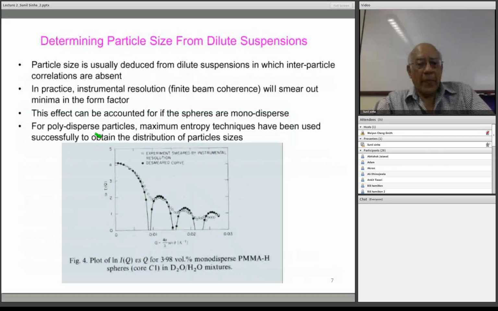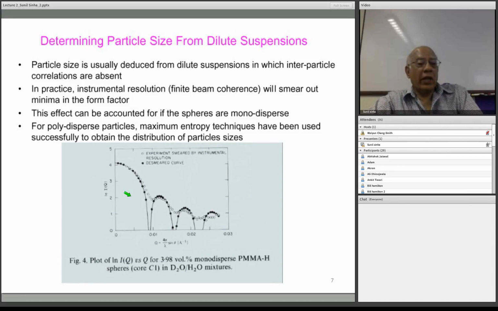So, if you just have a dilute solution of spherical particles, this is basically what the scattering ideally would look like. It would be very sharp and going all the way down to 0 here, and then bouncing back up with many oscillations, if the particles were completely monodispersed.